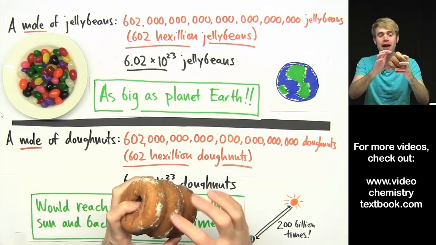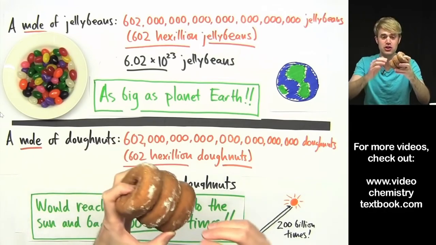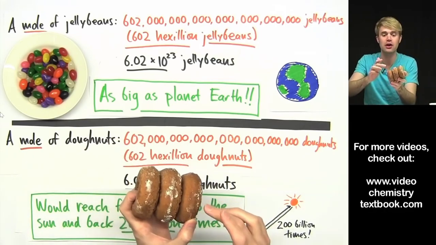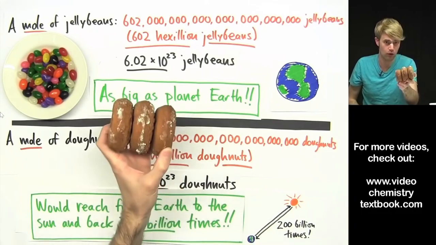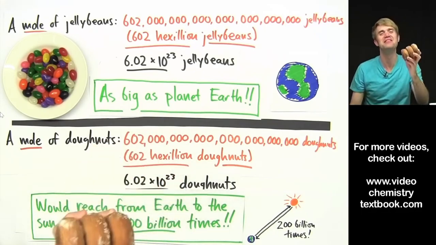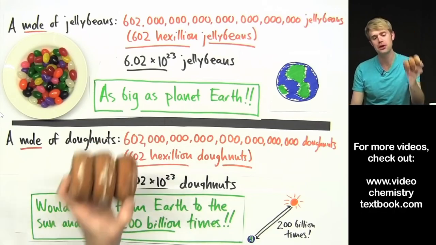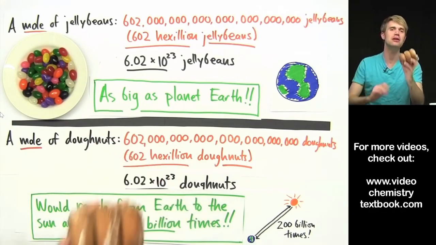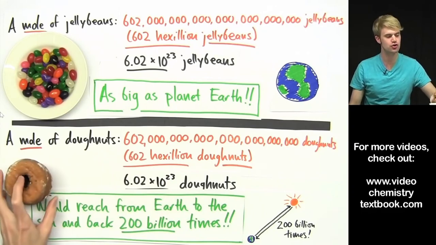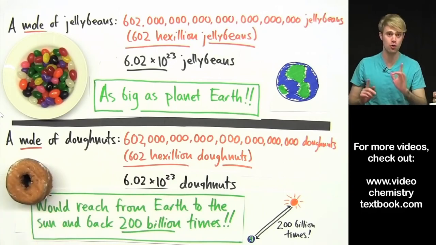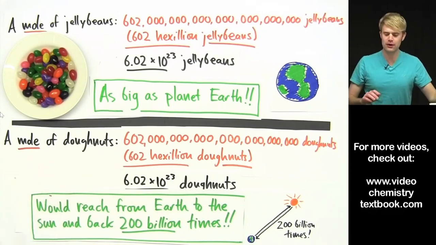Again, think about how many donuts we would have if we just laid donuts down like this from your house to your school, right? That would be a ton of donuts. Now imagine going from Earth to the Sun and back 200 billion times. That is how many donuts 602 hexillion donuts is.